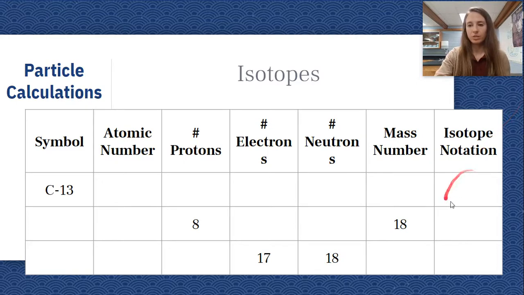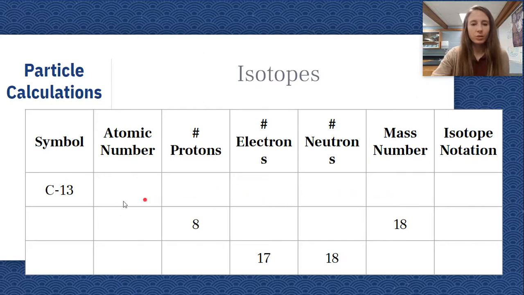You'll see the isotope notation, which is the symbol with the two numbers, and you will also see it as the symbol or the name, dash, the mass number. So we're going to go through a couple of examples, and then you can use what you learned in this video to do some examples on your own.